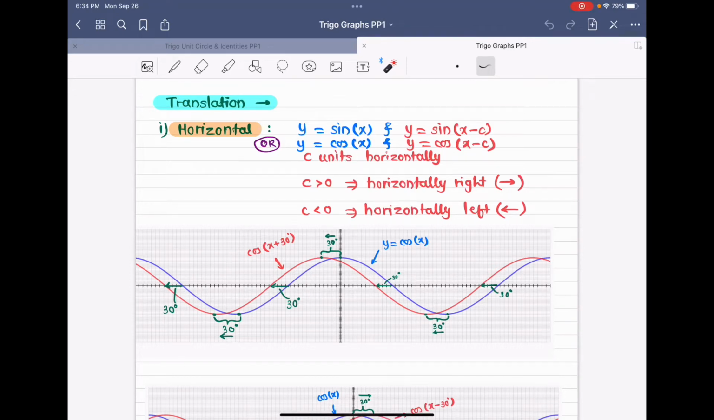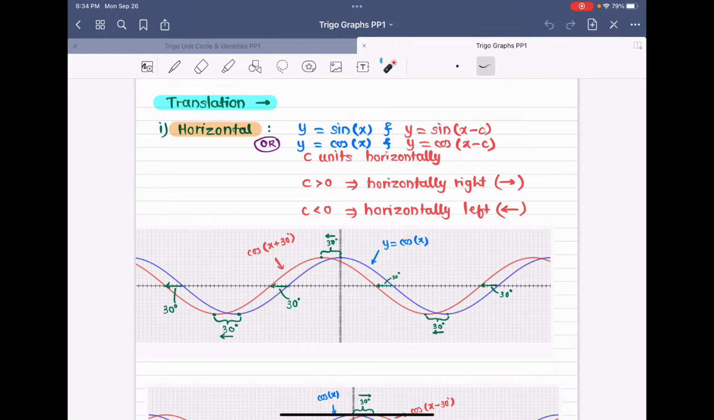Now we will see the translation of trigonometric curve. First, I am talking about the horizontal. Let's say y is equal to sine x or y is equal to cos x. You can take anything. The rules applied for both are the same. So if I am doing a horizontal translation, that means I am moving the graph horizontally left or right. What will happen if it is moved left or right? How does it affect the sign?